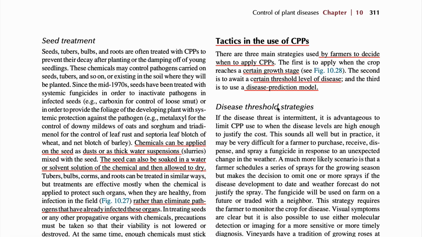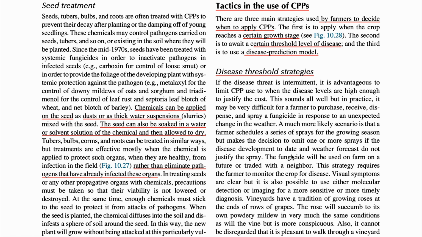The first is disease threshold strategies. I know this session is going a little longer, but I'm willing to complete this chapter in this single one. Yesterday we did the first 30%. Today we are covering the remaining 70%. So still a few pages are left.